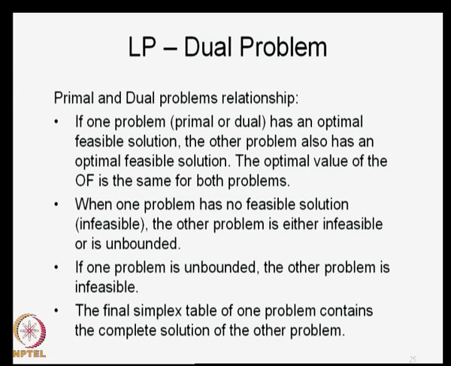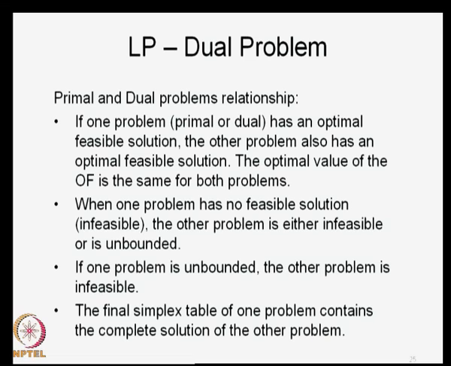So, this is how you can read the solution of primal problem from the dual or dual problem from the primal, which means what? You formulate the problem either the primal or the dual, one of them you solve, you should be able to get the solution of the other, complete solution, the objective function value and all the associated variable values. You will be able to read it from the final simplex table of the problem that you have solved.